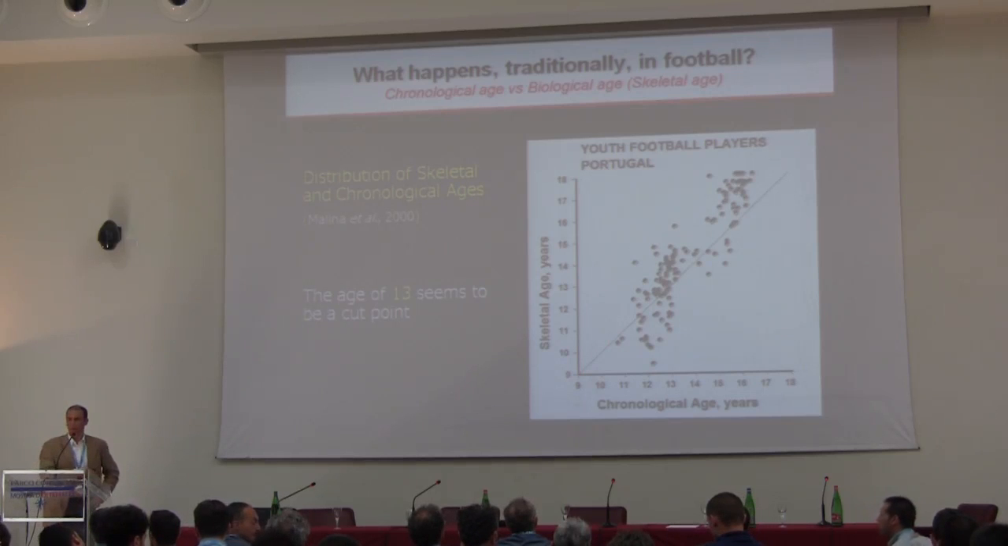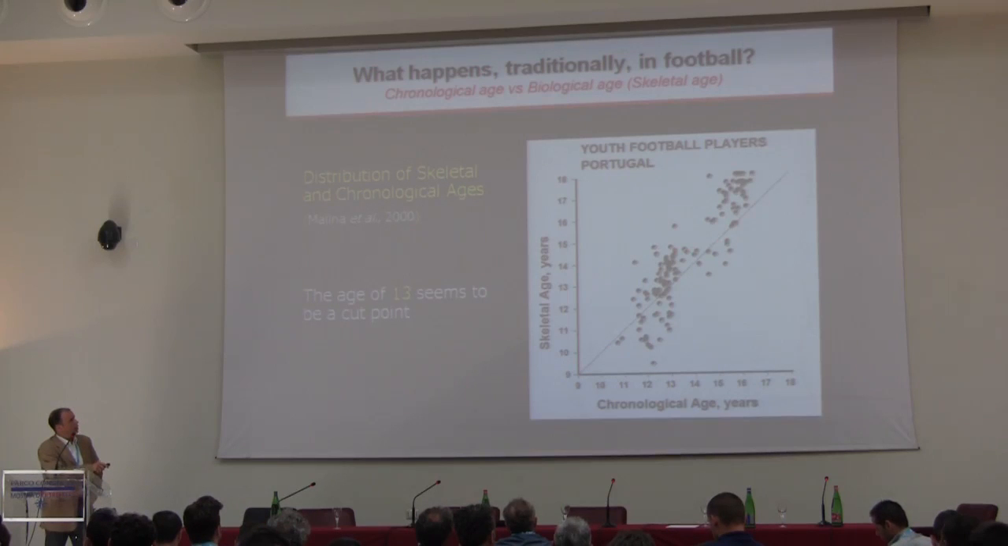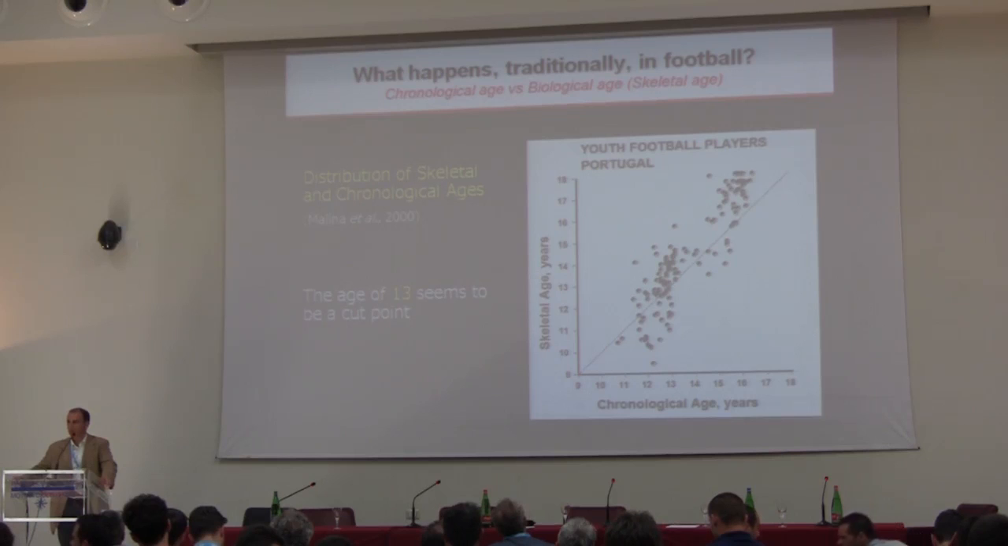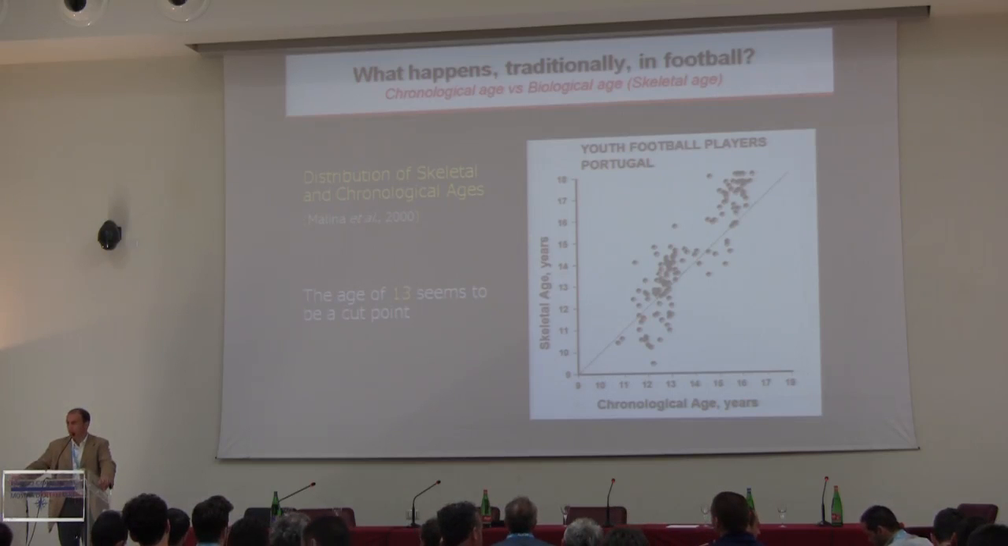However, after 13 years old, what's happening? There is a huge cloud of players advanced biologically, and just a few seem to be delayed biologically. What does this mean? This means that coaches are using different strategies to promote young soccer players. Until 13 years old, it's very common to have the coaches using both advanced and delayed players. But after 13 years old, the scenario is not the same. Coaches are systematically using more biologically advanced players.